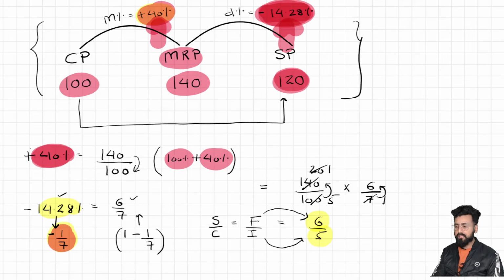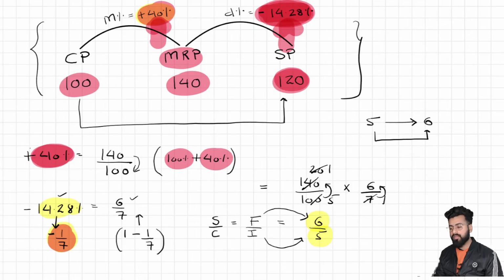If this is the case, let me write it down for you. If cost price is 5 and selling price is 6, can you calculate what is happening here? Since it's a positive change, it means we are looking at profit here.